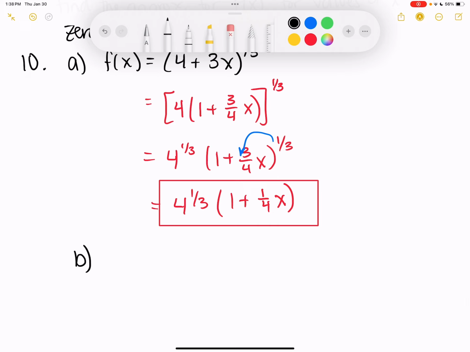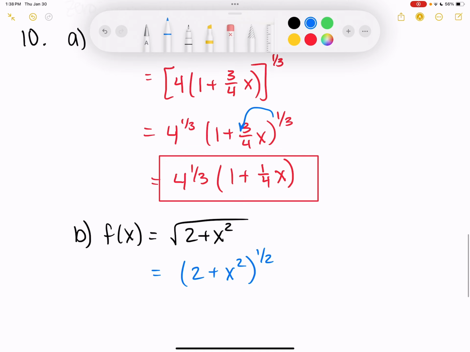So then B, f of x equals the square root of 2 plus x squared. Obviously this one doesn't look like the 1 plus x raised to the k, but I can rewrite my radical as 1/2. So this is going to become 2 plus x squared to the 1/2. Then like I did in the last one, I've got to have a 1 in front, so I'm going to factor out a 2. So I've got 2 times 1 plus 1/2 x squared raised to the 1/2.